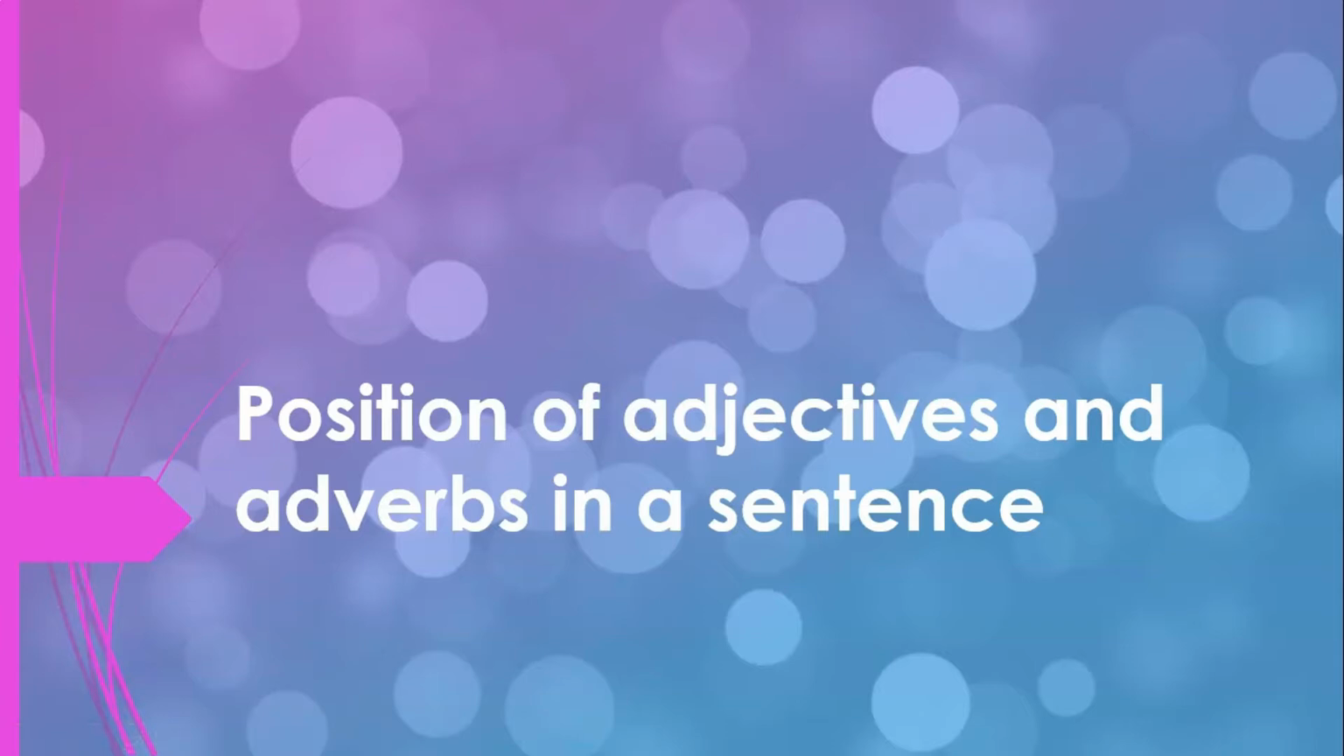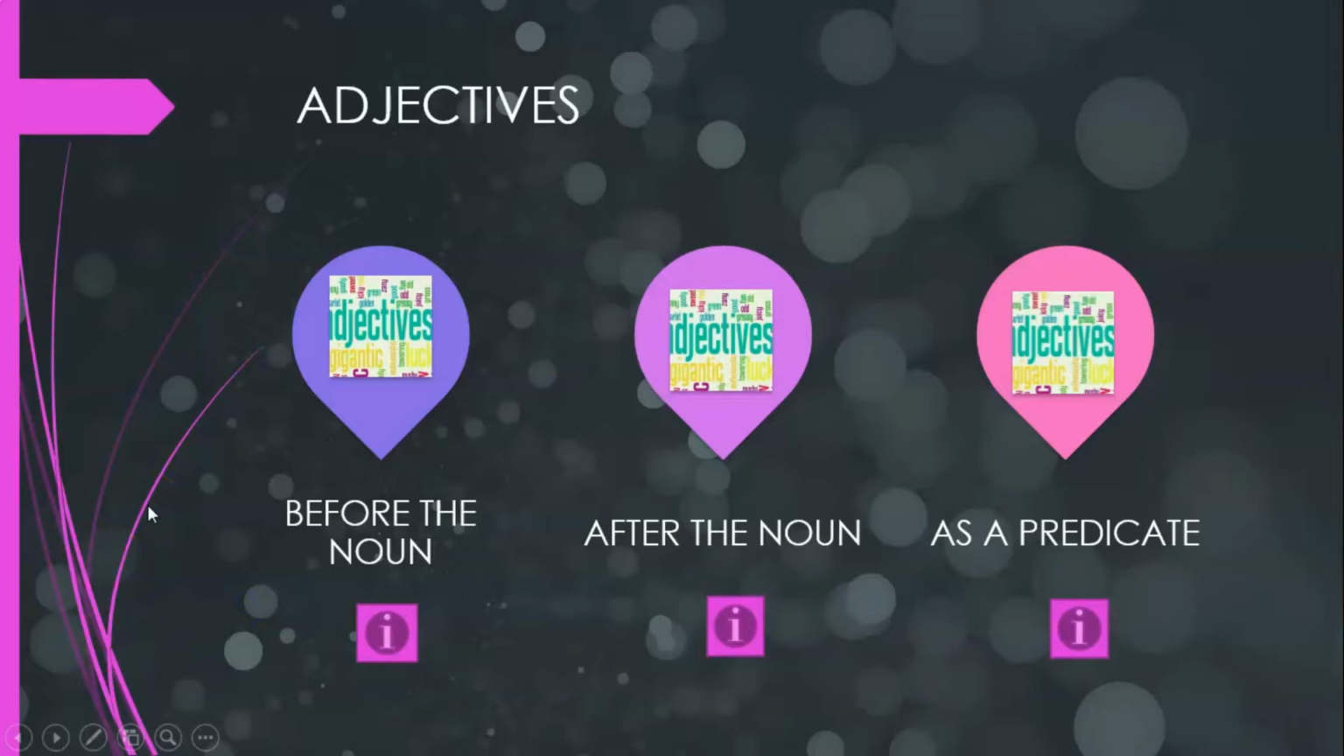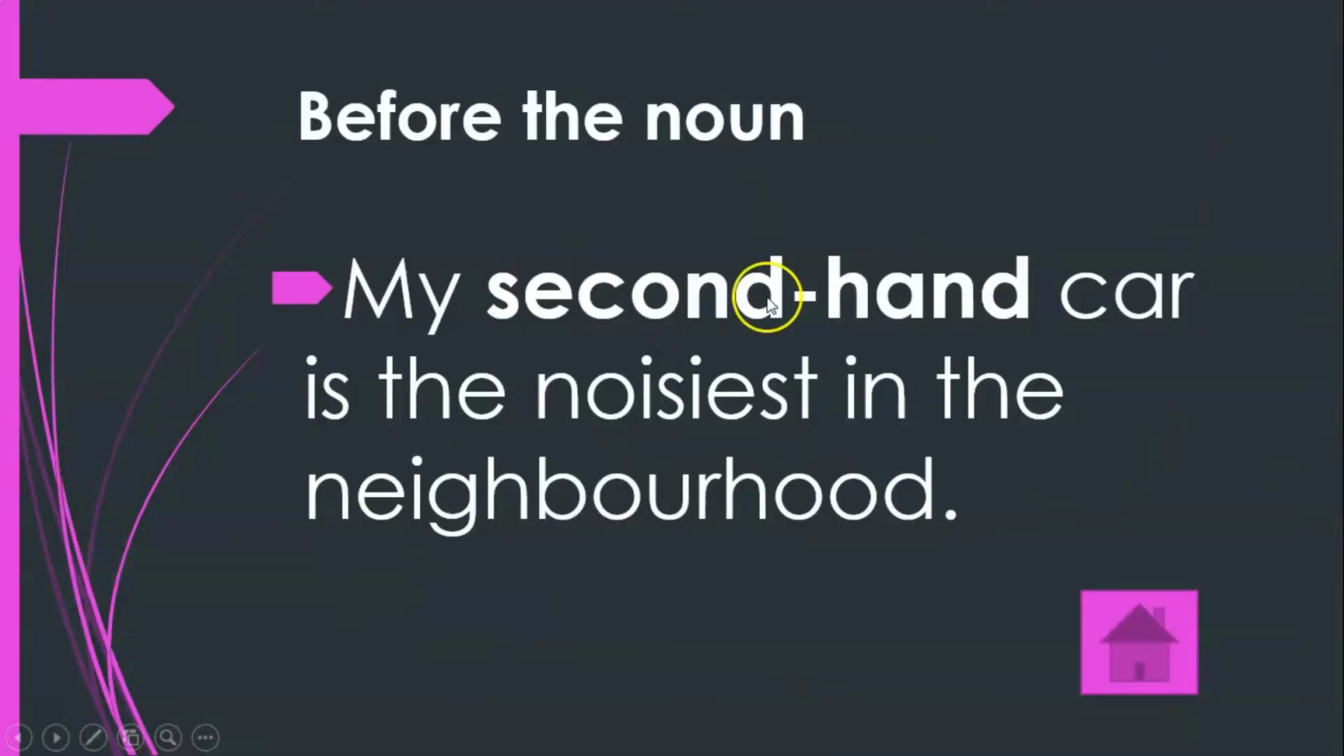Position of adjectives and adverbs in a sentence. Let's talk first about adjectives. Adjectives can have three positions in a sentence: before the noun, after the noun, and as a predicate. Let's see an example of a sentence with an adjective before the noun. It says, my second-hand car is the noisiest in the neighborhood. So here we see that the noun is car, and before it we have the adjective that describes it, that is second-hand.